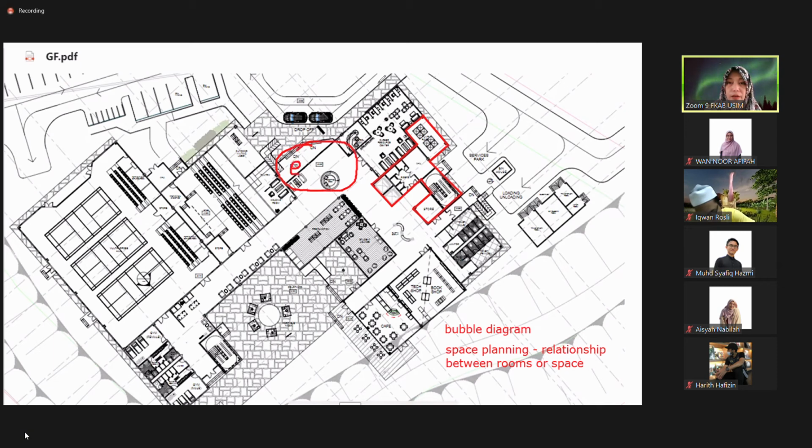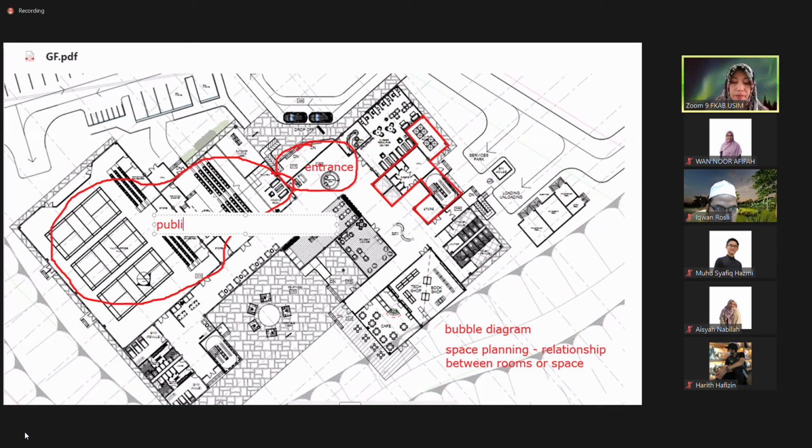Entrance, and after the entrance, the receptionist and everything. And you do the bubble diagram. Okay, let's say this is for public. Okay, your bubble diagram. Wow, it's a big one. Public, public. And this is your semi-public. This one maybe your semi-public.